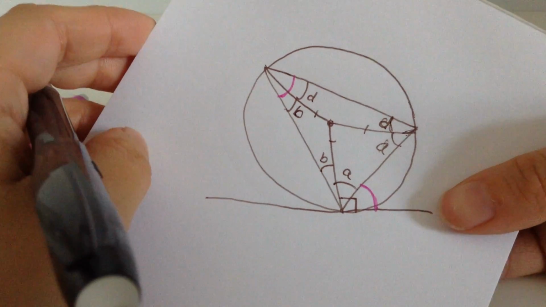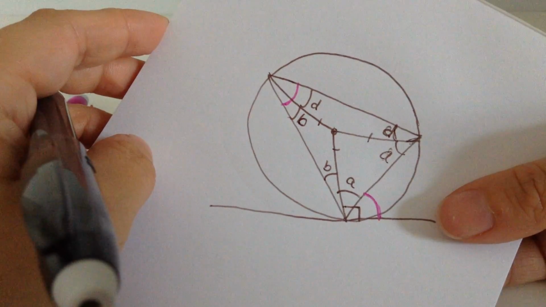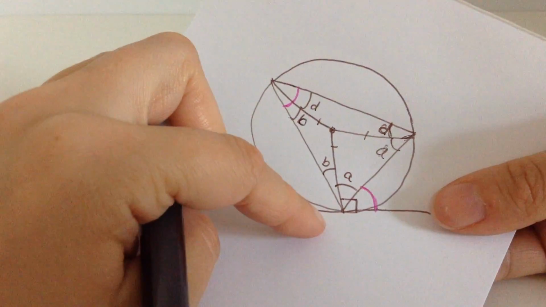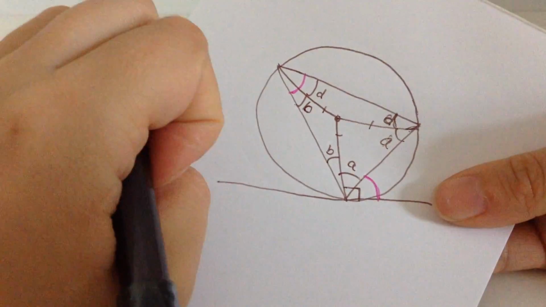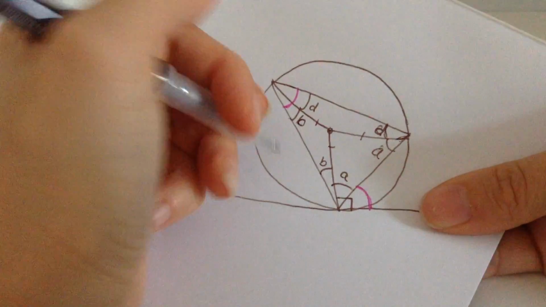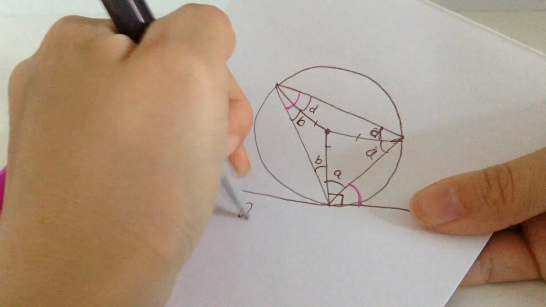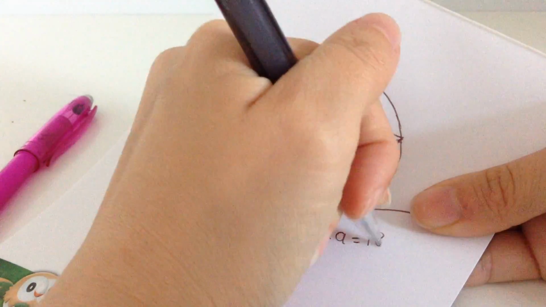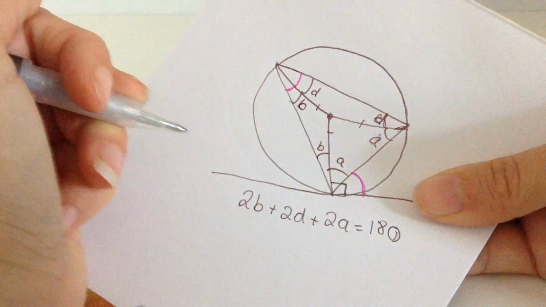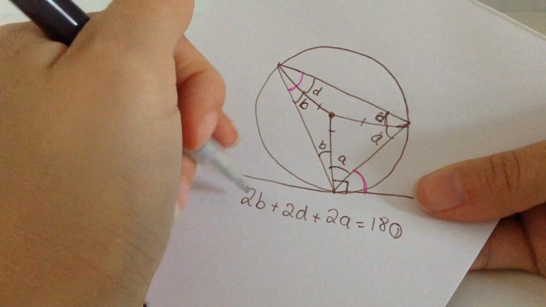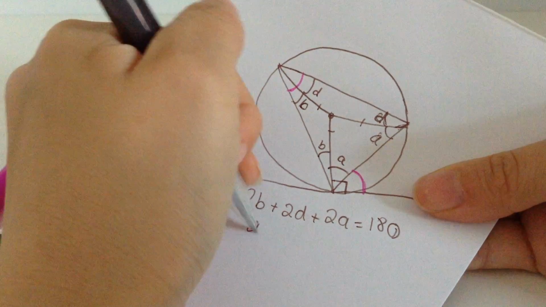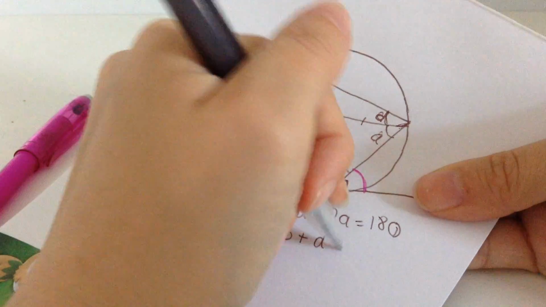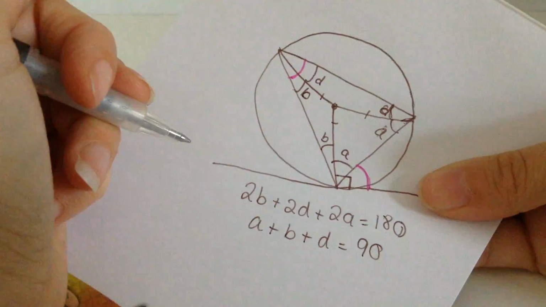Right, and because this is a triangle, all 3 corners have to add up to 180. So I know that 2 B's plus 2 D's plus 2 A's have to add up to 180, because angles in a triangle add up to 180. And if I halve both sides, I get that.